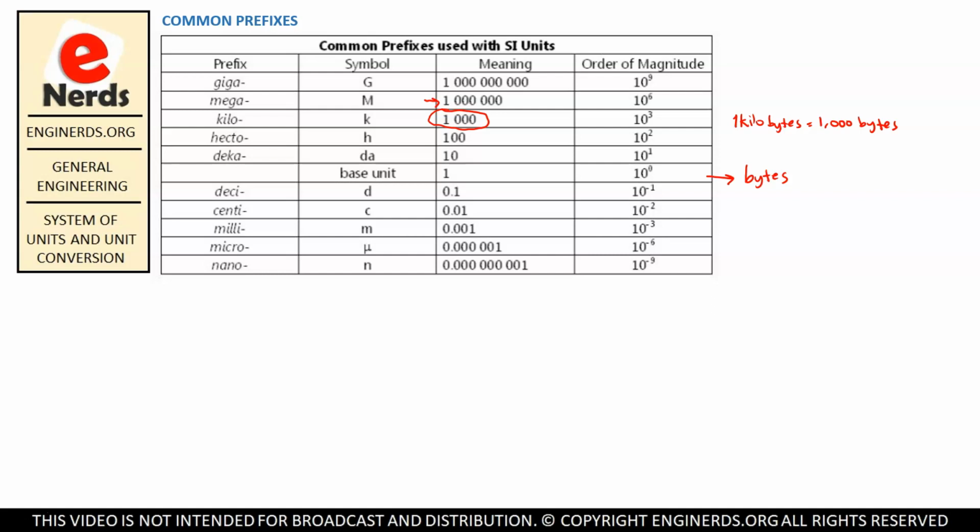So why do we use these prefixes? Basically, we use this to easily express very large numbers. So for example, when we are talking about 1 billion, instead of writing this number, we can just write 1 gigabyte, for example. Okay? So instead of writing this number, we will be saying 1 gigabyte. So we use it to express very large or very small numbers.